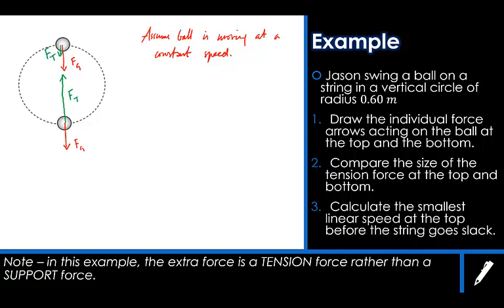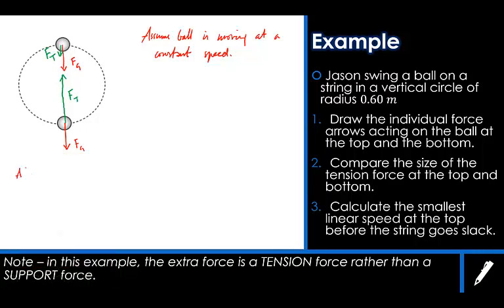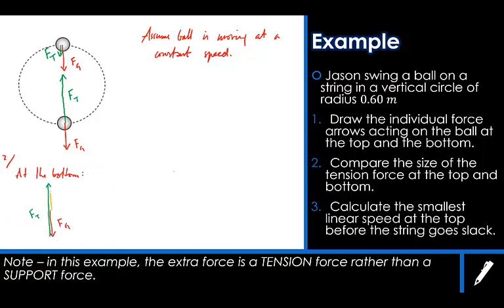So to compare the tension forces at the top and the bottom, we'll just draw a little force diagram of each situation. At the bottom, this is number 2, we have a weight force, and we have a tension force that's much bigger than the weight force, and those two add to produce the centripetal force, or the net force. That looks like this.